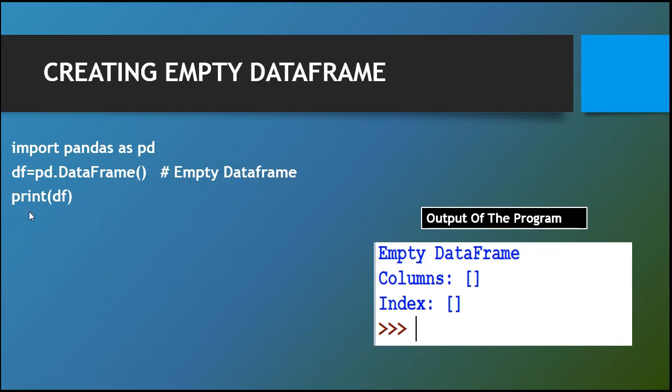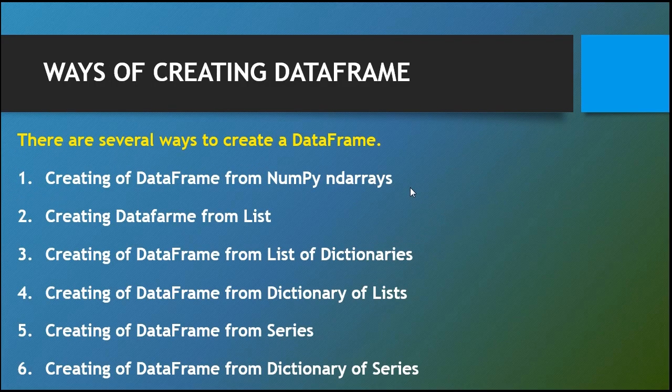When you print the data frame, the output will look like this: empty data frame. Then there are 2 square brackets, empty square brackets, one for column and another for index, as there is no data. Now there are different ways of creating a data frame: data frame from NumPy arrays, data frame from list, data frame from list of dictionaries, data frame from dictionary of list, data frame from series, data frame from dictionary of series. That means there are 6 different ways for creating the data frame.